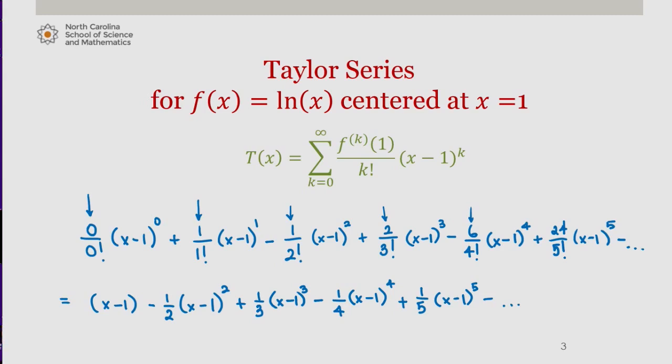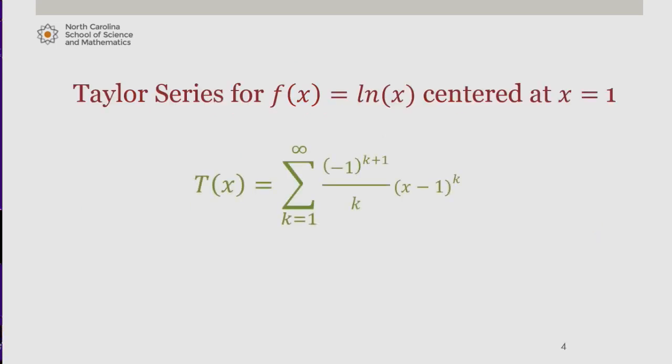And ultimately, we can write this in summation notation as the sum from k equals 1 to infinity of negative 1 to the k plus 1 over k times x minus 1 to the k. Verify this on your own paper.